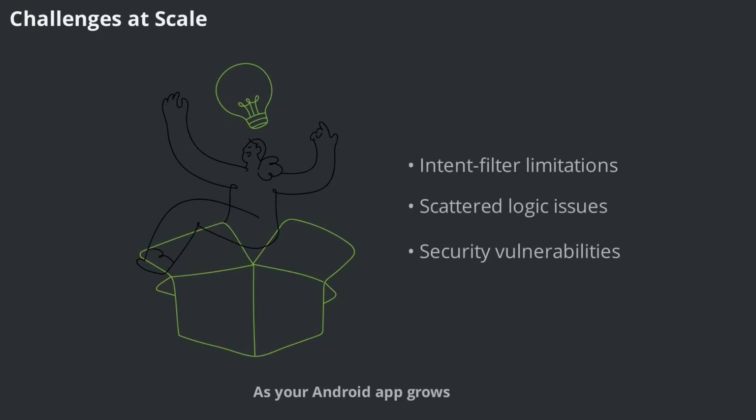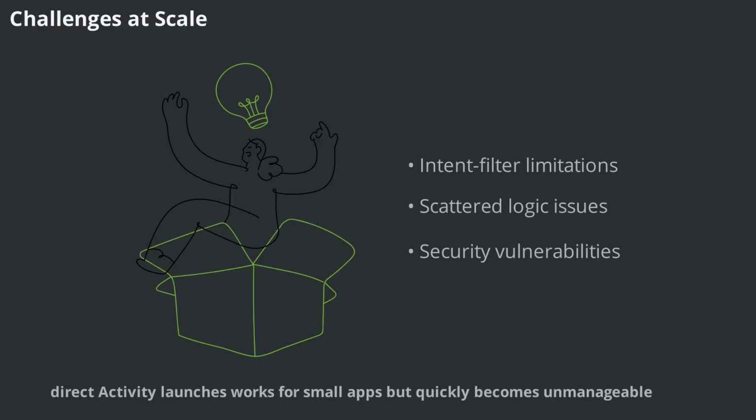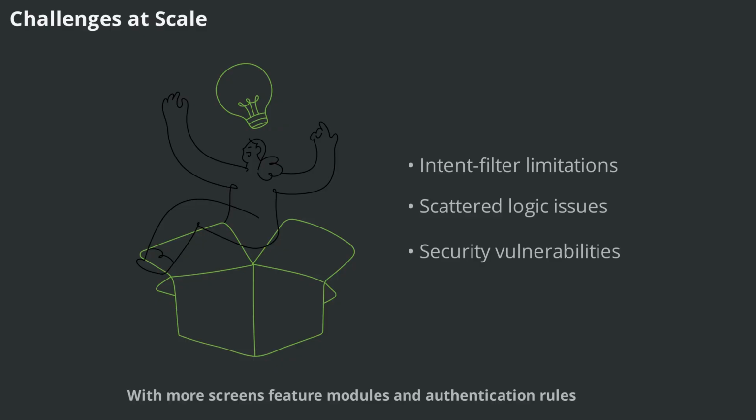As your Android app grows, traditional deep linking approaches begin to show their limitations. Relying solely on intent filter declarations and direct activity launches works for small apps, but quickly becomes unmanageable. With more screens, feature modules, and authentication rules, maintaining consistency and security becomes a challenge. Scattered logic leads to inconsistent backstack states and potential security vulnerabilities. To address these issues, a centralized and scalable architecture is needed. Next, we'll look at the core components of such an architecture.